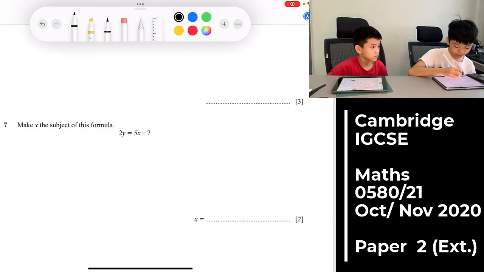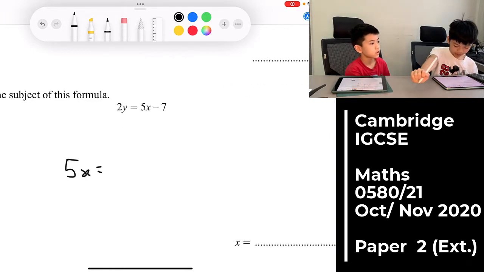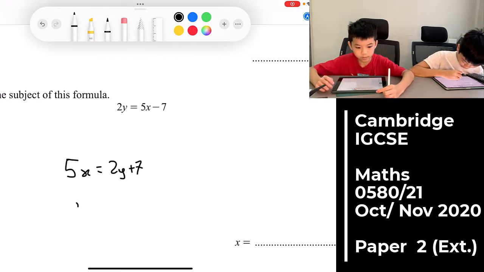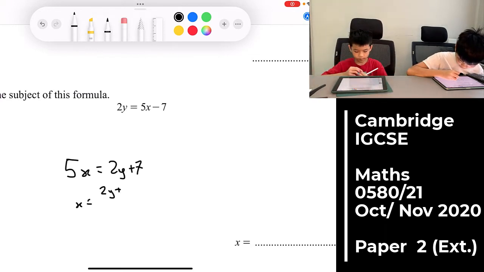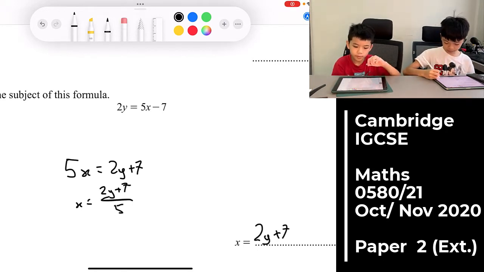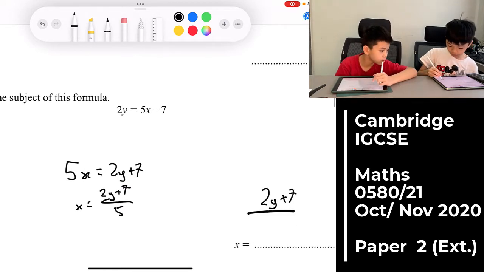Make x the subject of this formula. 5x is equivalent to 2y plus 7. X is 2y plus 7 over 5.